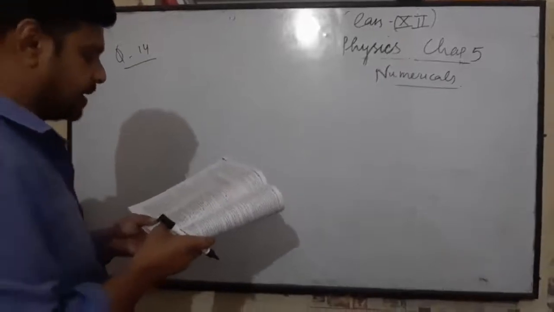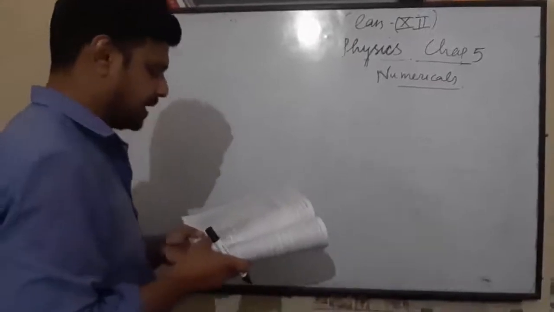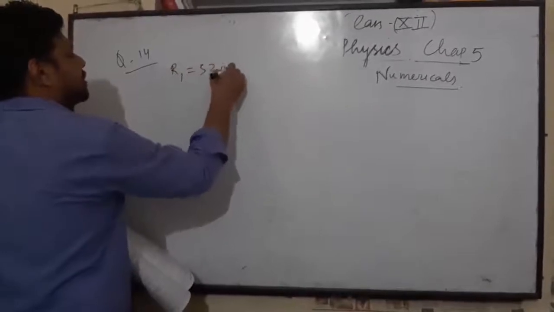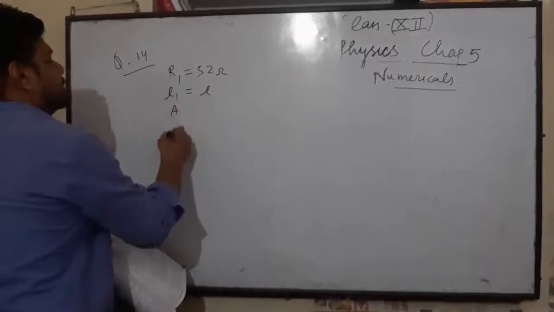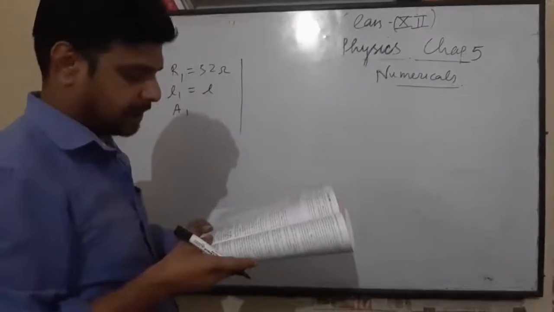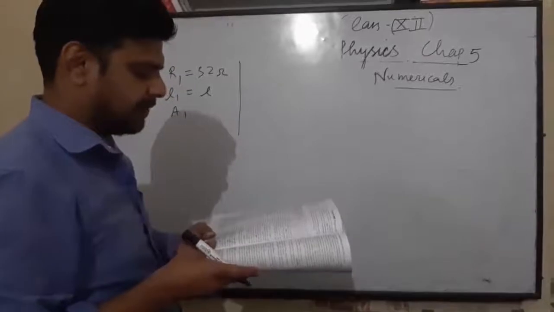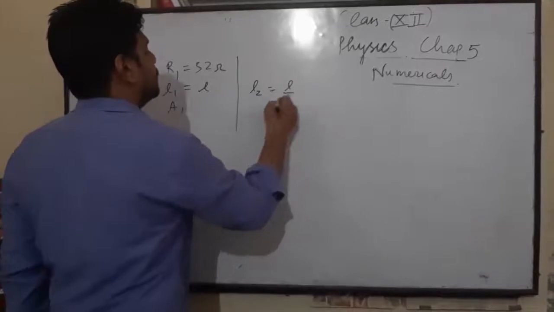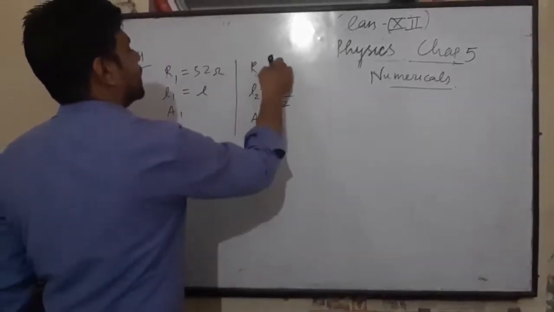A wire of resistance 32 ohm is melted and redrawn into a wire of half its original length. So we have a wire having initial resistance 32 ohm, and consider length is L and cross-section area A1. After melting this, it is redrawn into a wire of half its original length. Now L2 is equal to L by 2, area of cross-section A2, and we have to find R2.